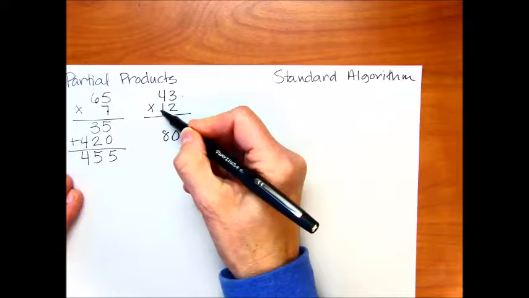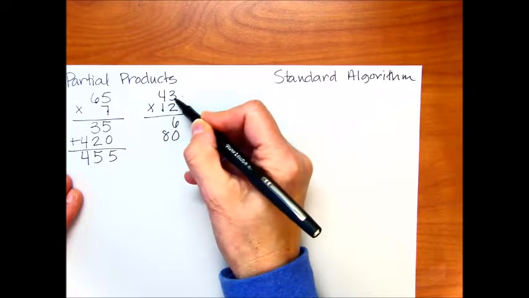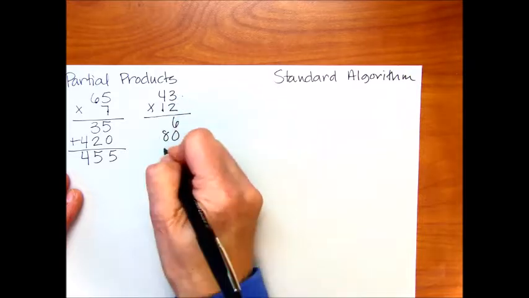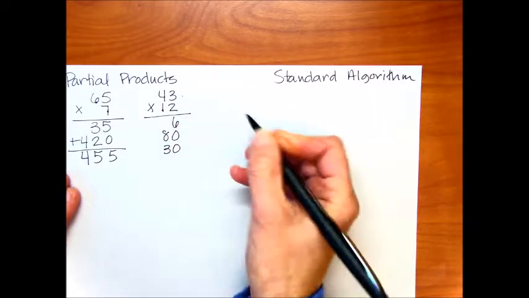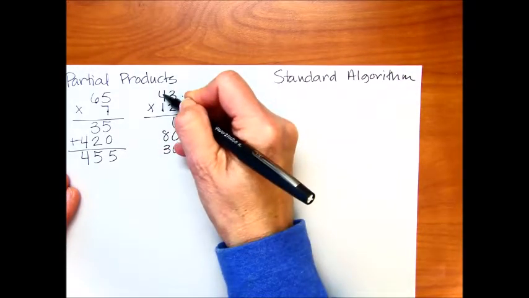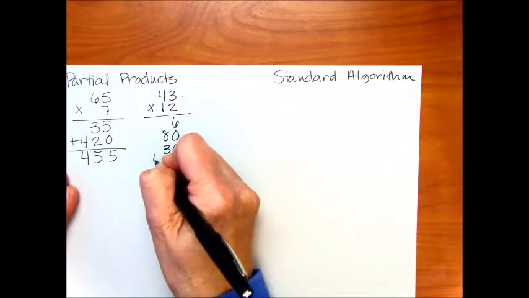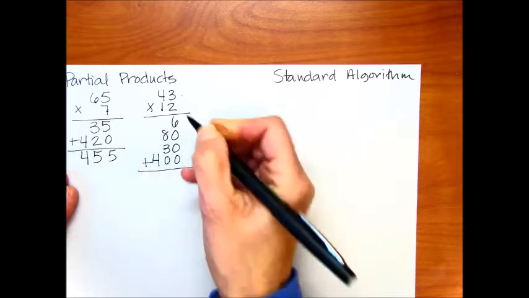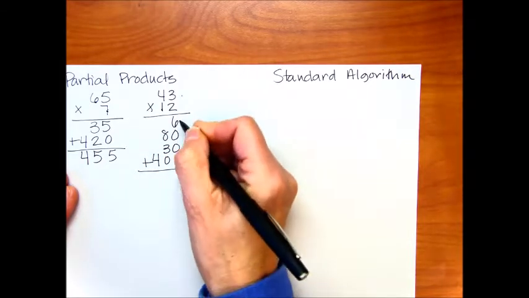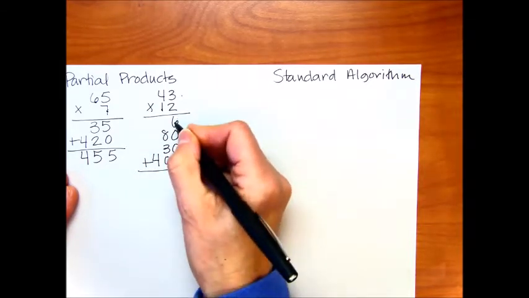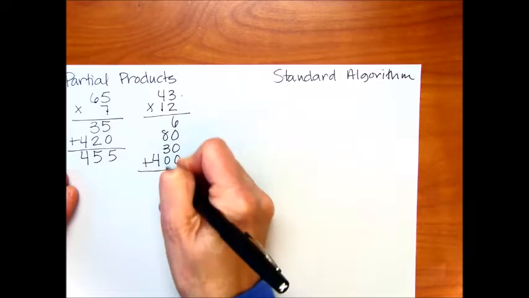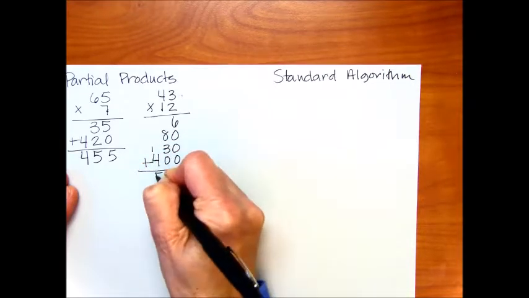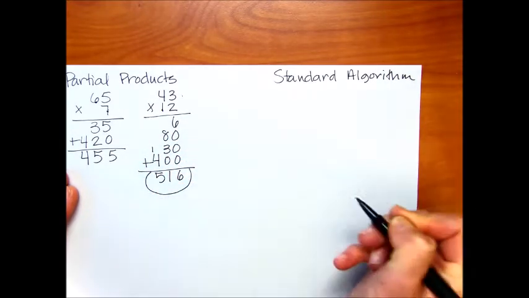Now, when I multiply my 1, this is really a 10, so 10 times 3 is 30, and 10 times 40 is going to be 400. Add them all up. These are partial products, so 6, 110, 516.